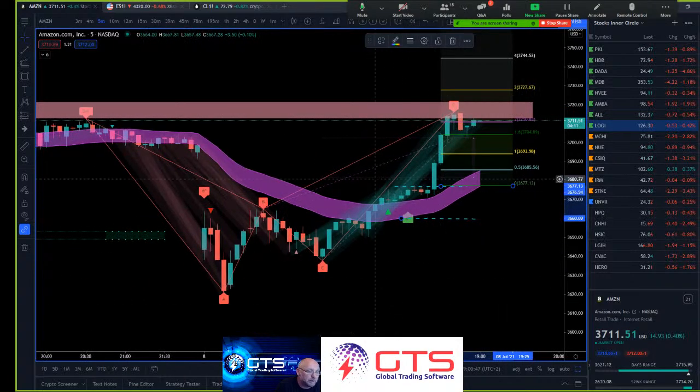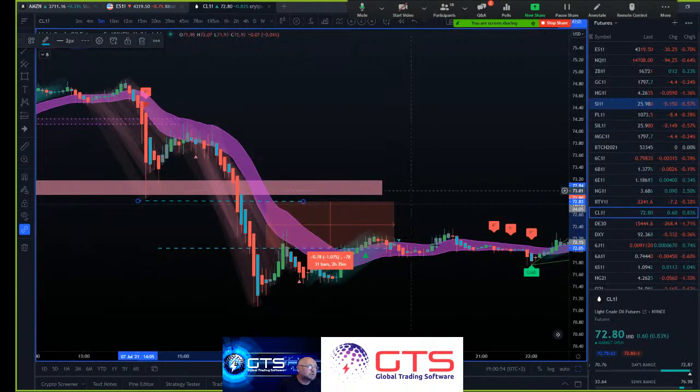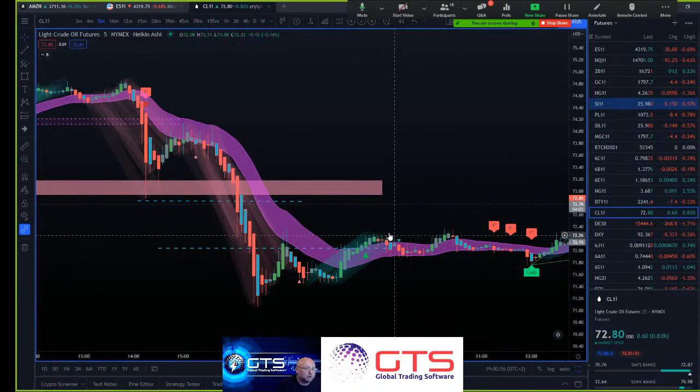Took the 6-star buy on Amazon. Great trade into that resistance zone there. Fantastic, well done. So we're going to go to Volatility Crusher on futures, and I'm going to use oil as an example.